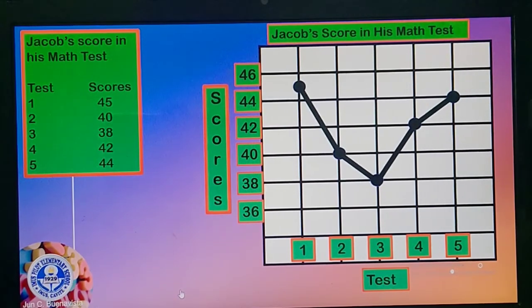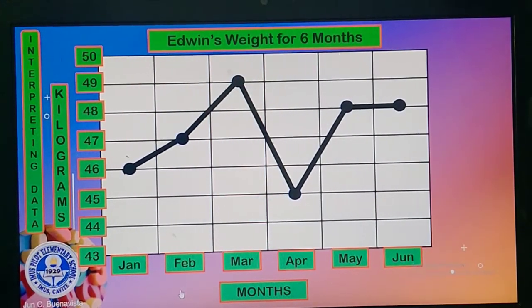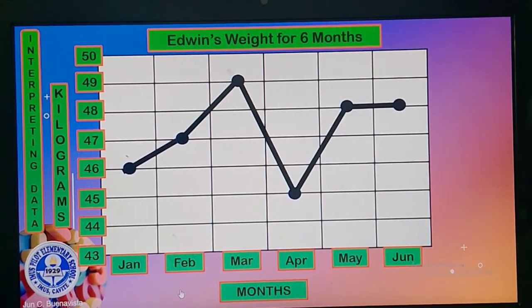In other words, the score is decreasing and increasing. So, it bounced back just for the last time. Okay? So, that is how to construct a line graph. Now, let's go to our lesson number 2. We are going to interpret the data using the line graph.